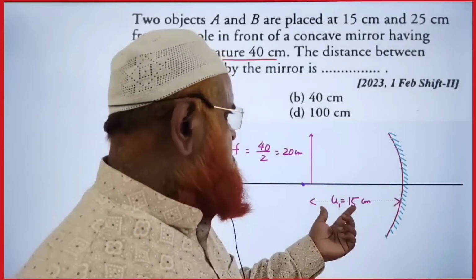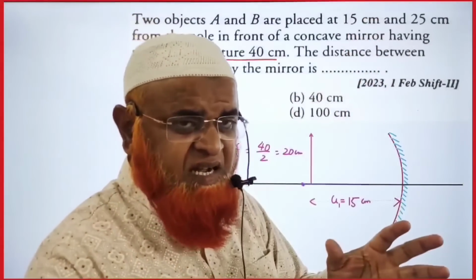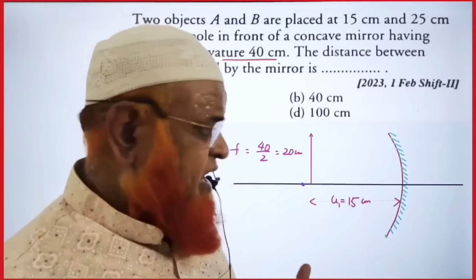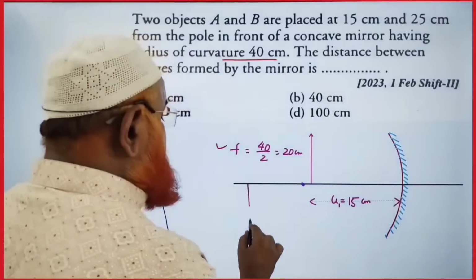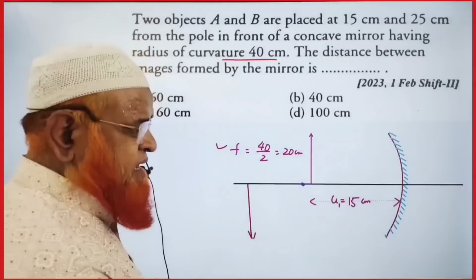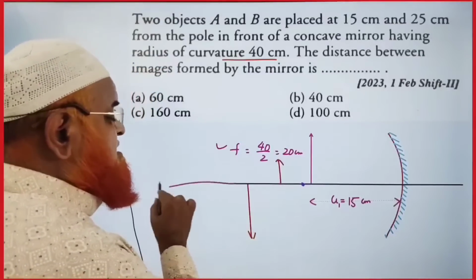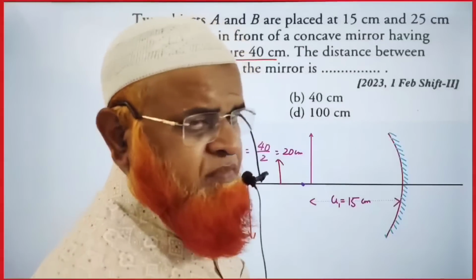And now, object is placed at 15 centimeters first, and then it is placed at 25 centimeters. So, if the object is placed at 15 centimeters, you may get the image somewhere here. And if the object is placed at 25 centimeters, you may get the image somewhere here.